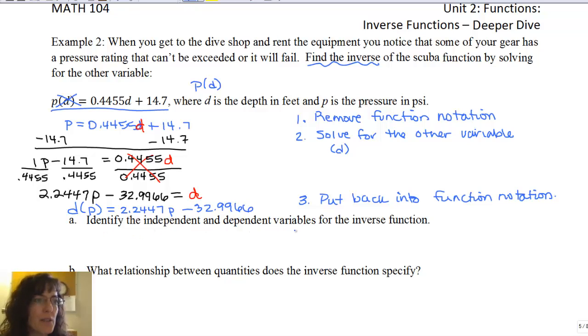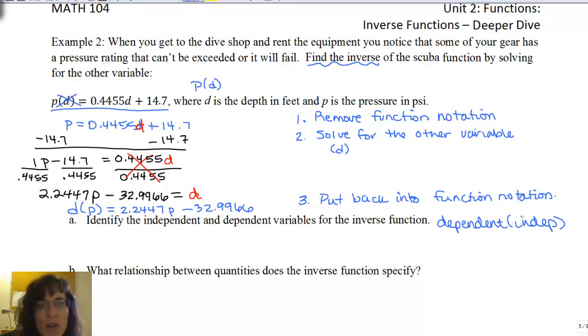Identify the independent and dependent variables for the inverse function. Once I've gotten to this point where I have it solved and rewritten in function notation form, then I just use what I have done before, and I think of it as dependent by independent. Always in that order with my new function. So dependent by independent, and now it is d of p. So my p is now my independent variable, my d is now my dependent variable.